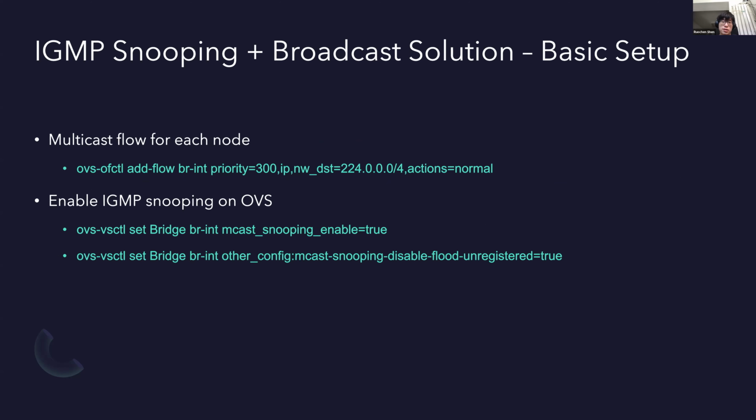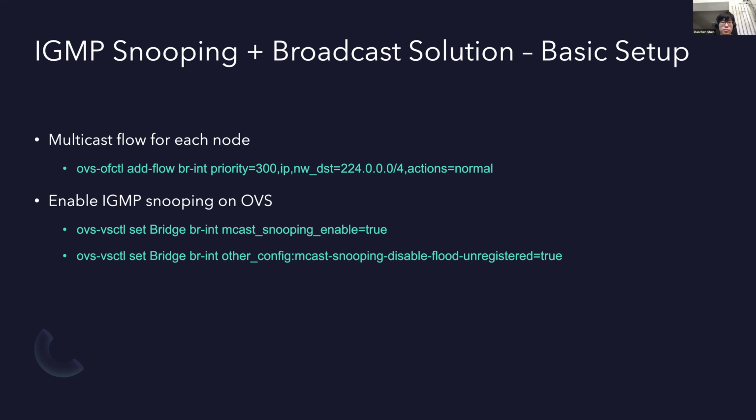Some basic setup. When the multicast feature gate is enabled, the agent in each node will set up a basic OpenFlow rule to allow all multicast, the green line below. So the flow will allow the multicast traffic to be forwarded as normal, which means multicast data will flow into all pods inside the node.